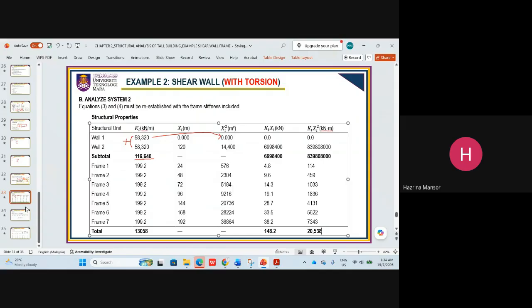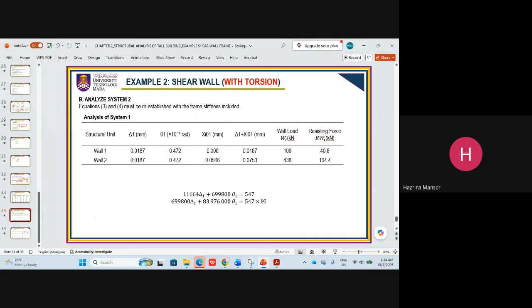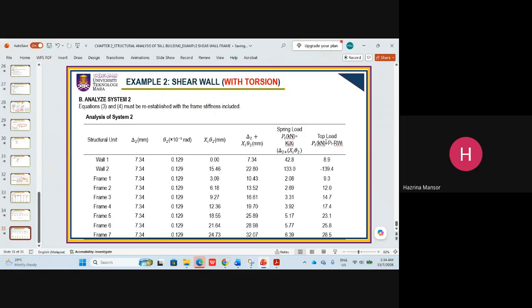So it means that after all, you will get this for analysis system 1. And then analysis system 2, for you to get the load. So here is the equation. You have delta 2 already solved, and then you have the xi, the distance, you multiply with the rotations, and you add on the displacement and also the rotational effects, and then you will get your spring load and the top load. So this is actually how the structures are distributed.